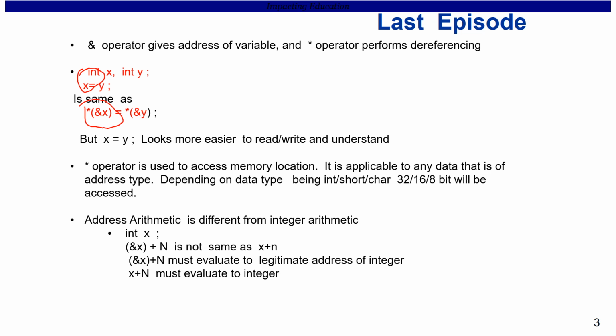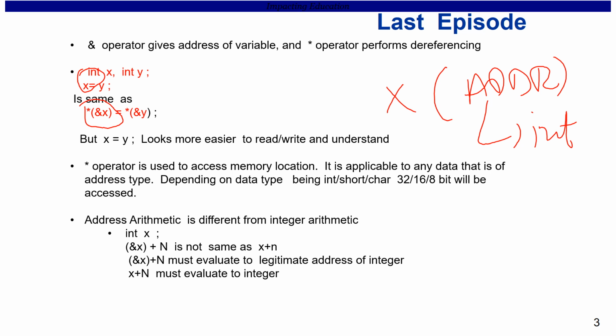Star operator is used to access a memory location, right? You can use a star operator on any address. At the address you can have an integer residing, or a character, or a short, or any other data type. So you do a star access, it requires an address, and it accesses the integer, character, or short depending on what is residing at that address.